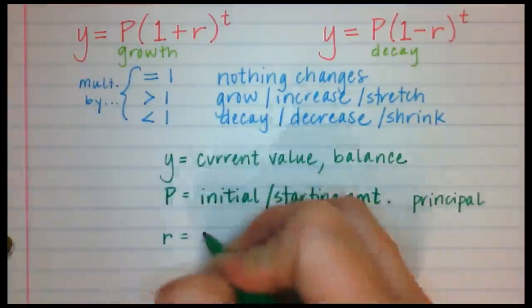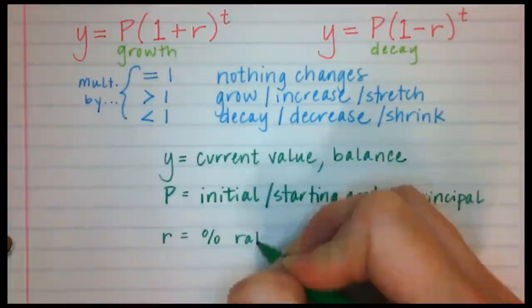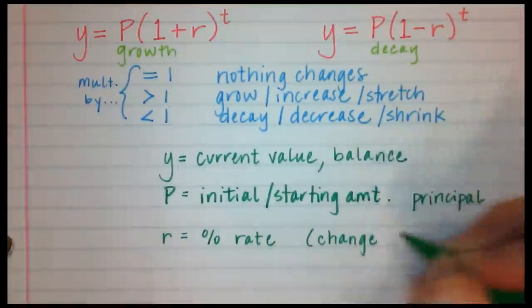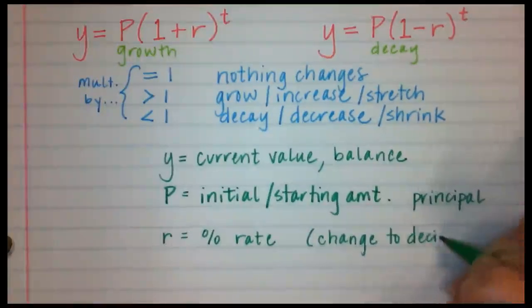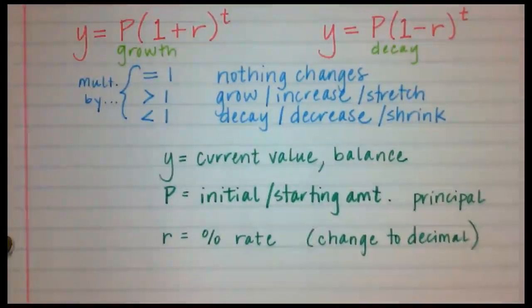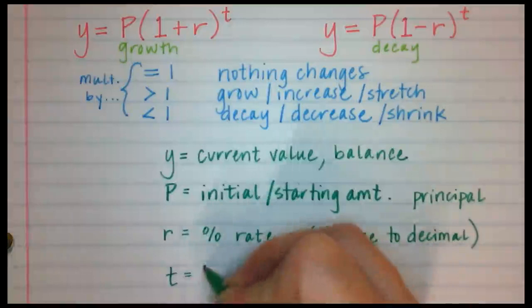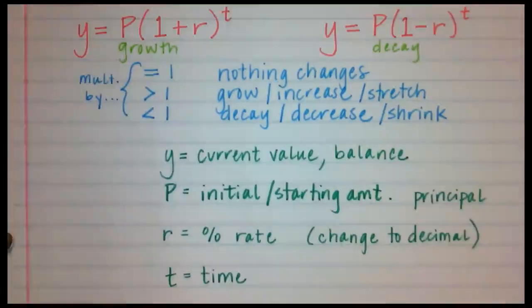The r is the percentage rate. And the only real comment here is that we will change this to a decimal. And if you think about it, when we type into a calculator, we'll use decimal form rather than percent. And then the t is talking about the time. And usually that will be in years, not always. If we have something happening every hour, or something happens so many times per year, whatever it is. But a lot of times this is going to be the amount of time in years.